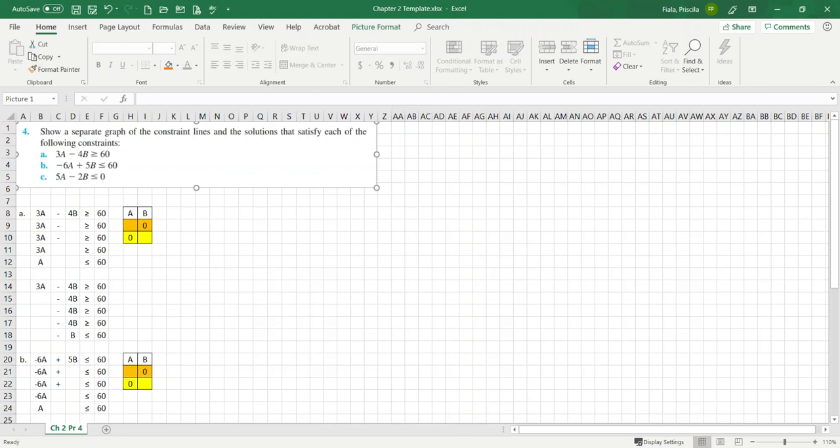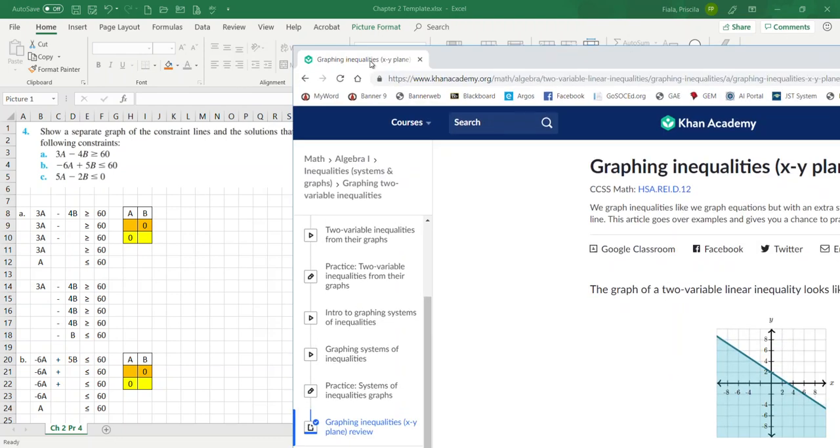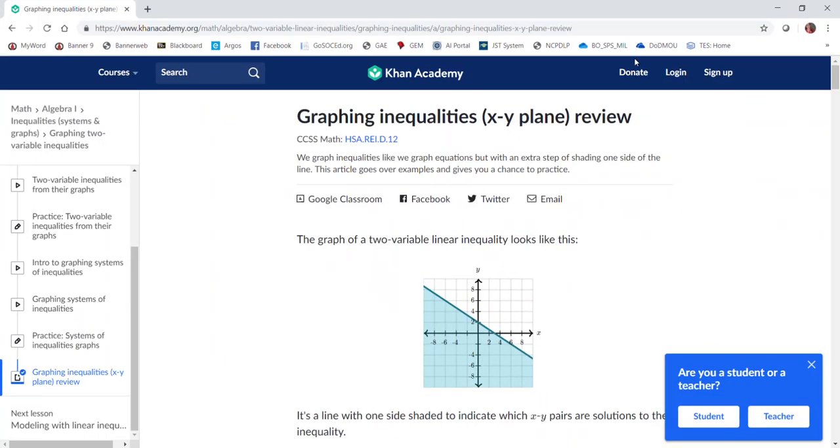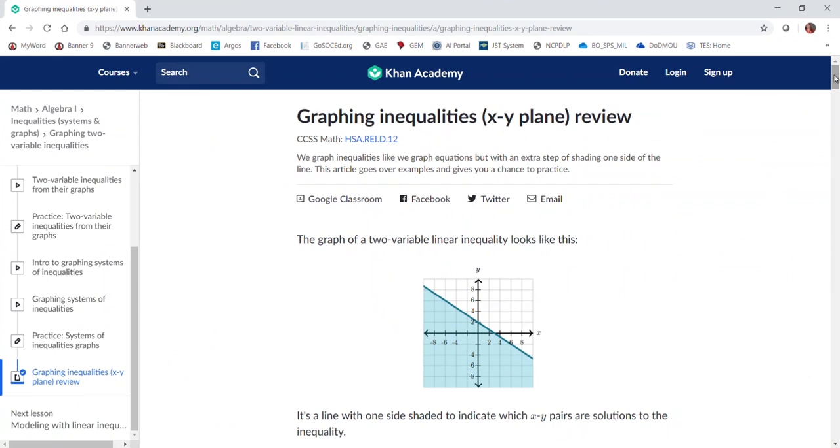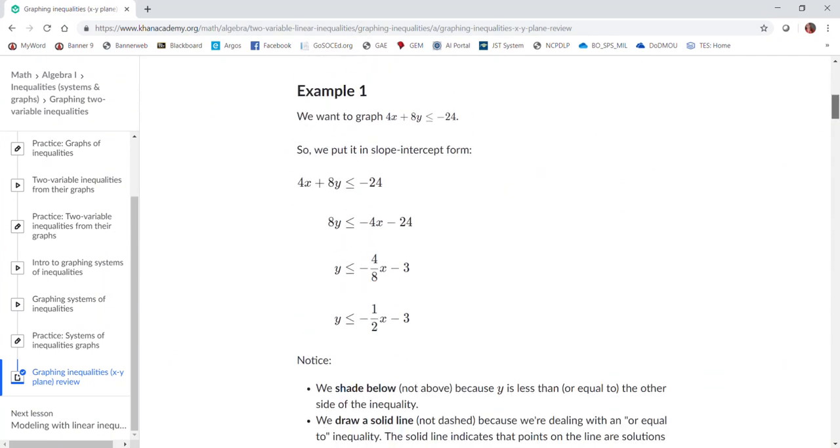Why do you need to do that? For the shading part. I even found here a further explanation, if you want to look at it, from the Khan Academy, graphing two variable inequalities, which does show in detail. I'm going to go quickly on example one. Nothing changed because you have a positive y right here.